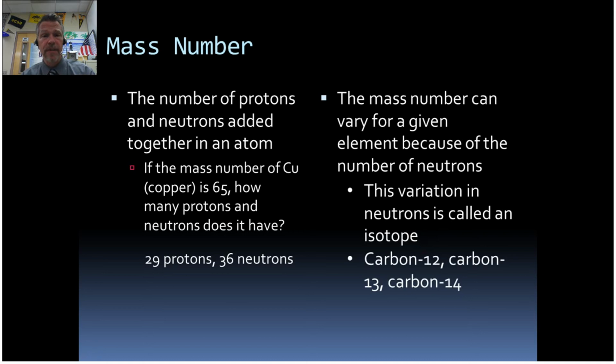And actually, I gave some examples with carbon in the classroom the other day. Remember, carbon has an atomic number of 6, which means it has 6 protons. And then there's one version of carbon called carbon-12, which has 6 neutrons. There's another version of carbon called carbon-13 that has 7 neutrons. And there's a third version of carbon called carbon-14 that has 8 neutrons. All right, you see how that works?